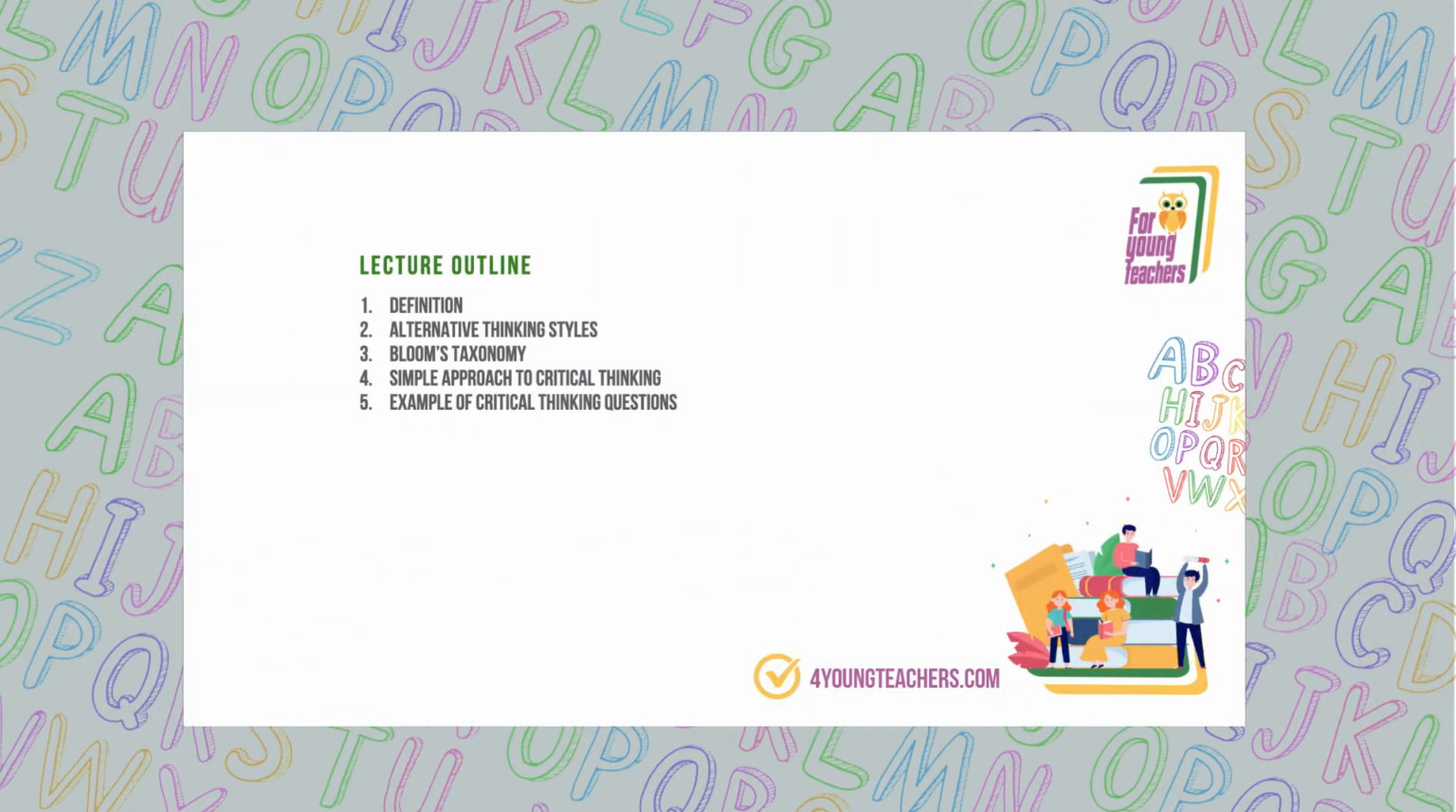This lecture is divided into 5 key parts: definition, alternative thinking styles, Bloom's taxonomy, simple approach to critical thinking, and example of critical thinking questioning. I will begin by defining critical thinking, then I will introduce the alternative thinking styles. After that, we will discover Bloom's taxonomy to highlight higher order thinking skills, which leads into a simple approach to help activate your critical thinking skills. And finally, I will demonstrate critical thinking questioning.